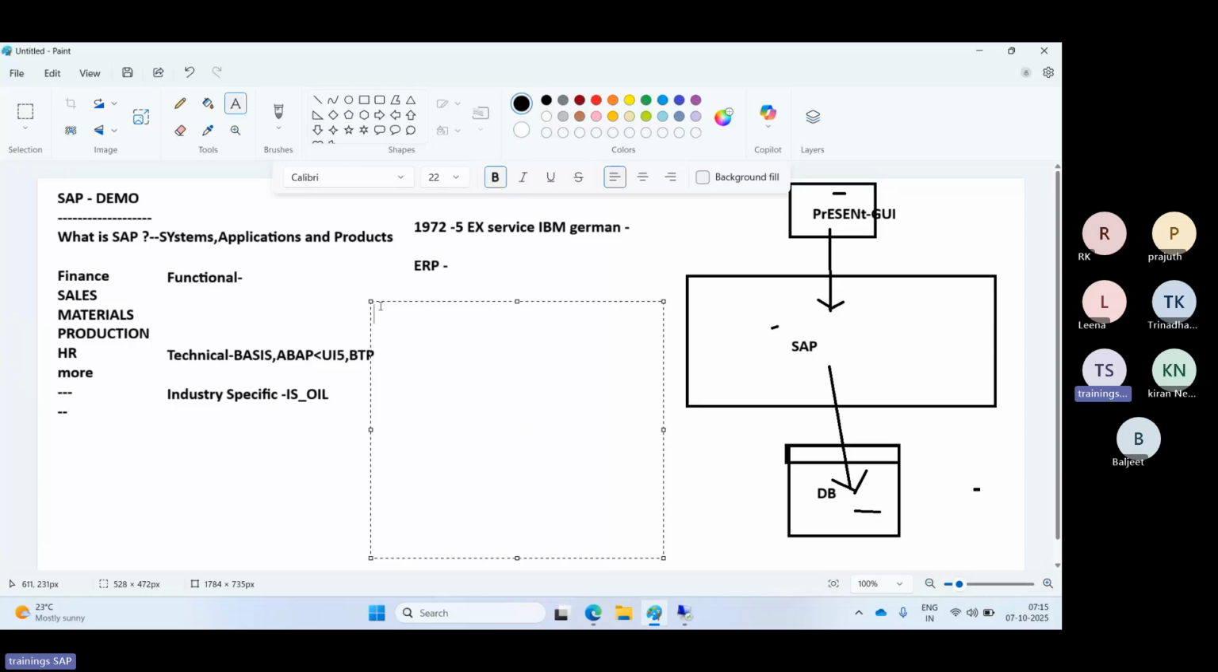Suppose, for example, on the manufacturing side, like car manufacturing, they use SAP to manage raw materials, procurement, production, orders, and finished goods inventory. When the stock of car parts drops below a threshold, SAP automatically triggers a PR, a purchase requisition. Once the goods are received, the stock level updates in real time, along with the financial model.